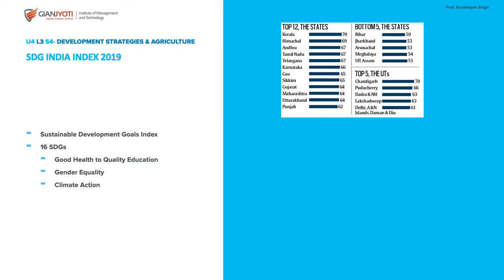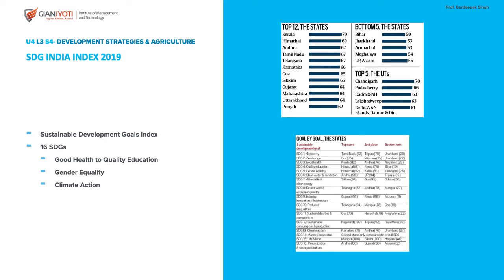Amongst the UTs, Union Territories, Chandigarh is at the top with 70, with the same index as Kerala, followed by Pondicherry, Dadra and Nagar Haveli, Lakshadweep, Delhi, and then Andaman and Nicobar Islands and Daman and Diu. If you would like to know the 16 indices, these are SDG 1 to 16, starting with no poverty, zero hunger, good health, quality education, like this. Now, Tamil Nadu is at the top for no poverty and zero hunger, Goa for good health, Kerala. So, like this, you can look at all the 16 parameters.